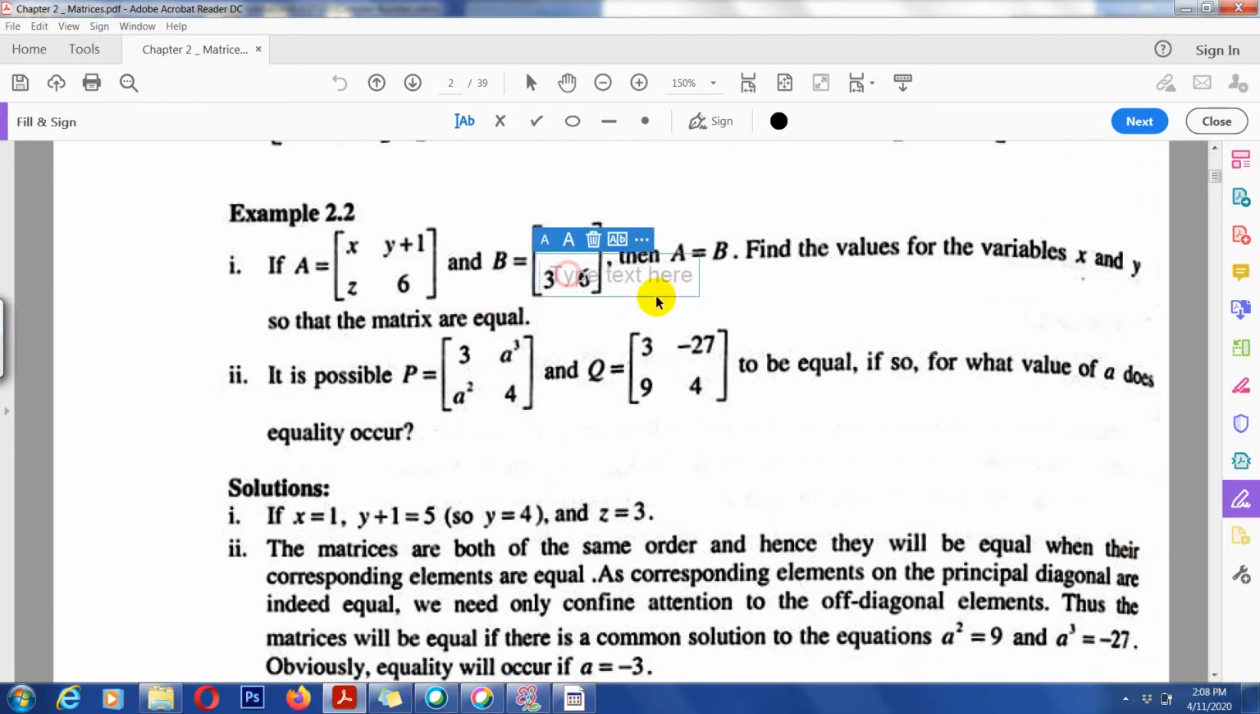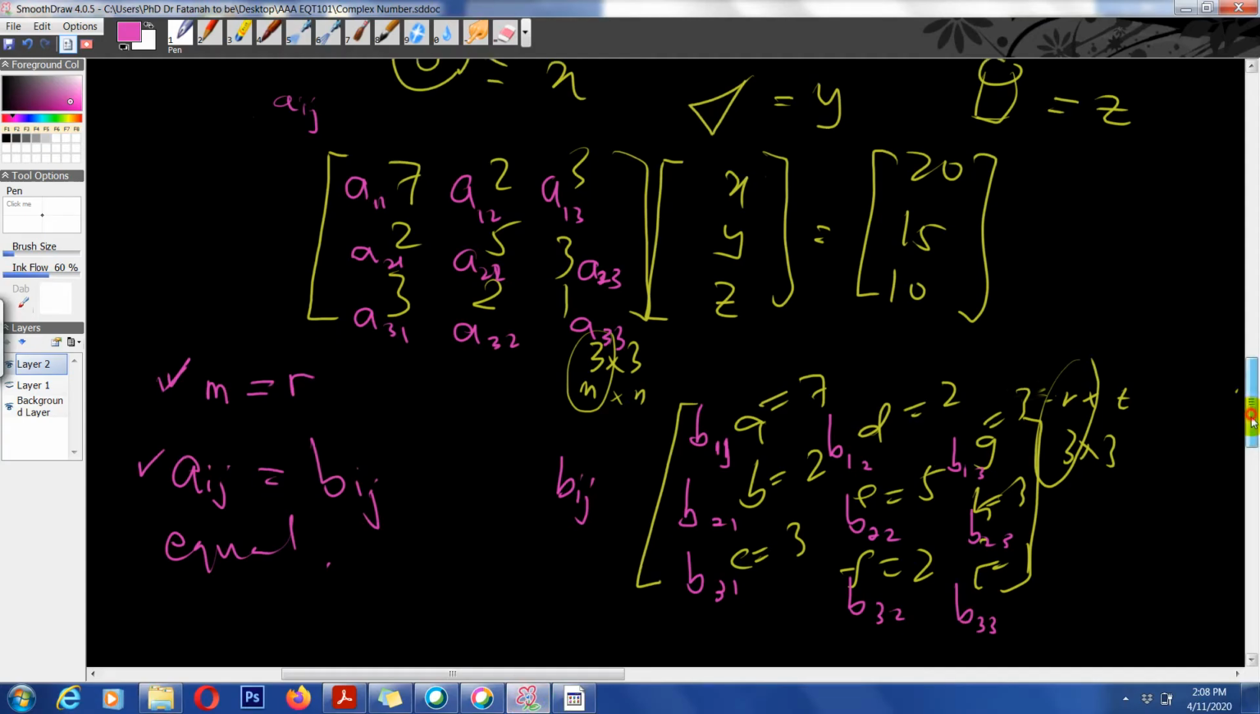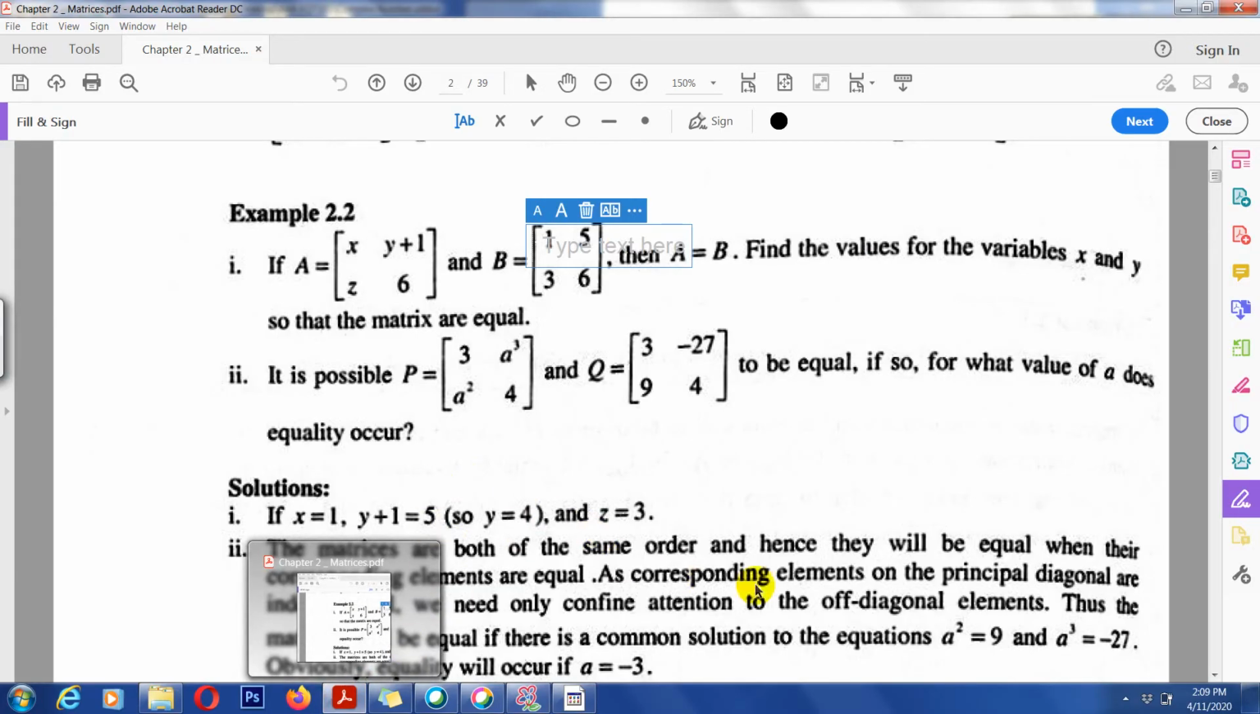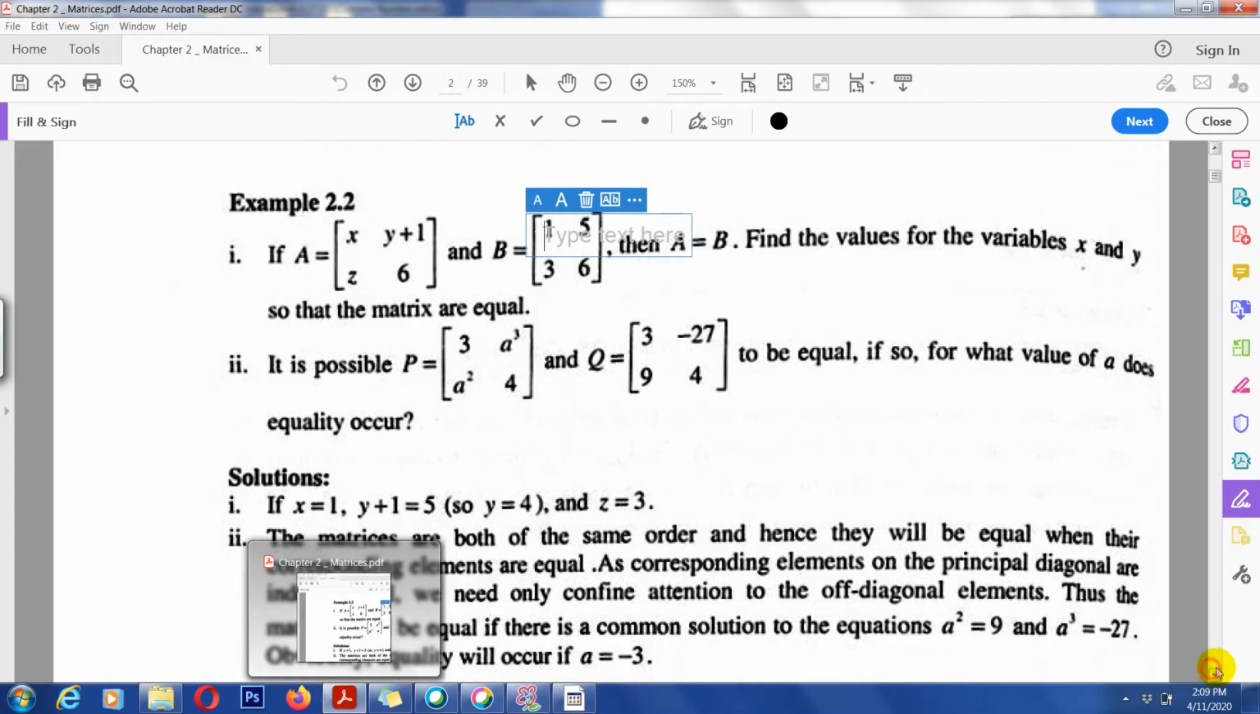There is another example. For this we just compare. If we say that A equals B, find a value for the variables x and y so that the matrices are equal. So x should be equal to 1. y plus 1 should be 5. That should be 3, 6. So the only problem here is y plus 1 equals 5. So y equals 5 minus 1, which equals 4. Okay, there we already have the solution.